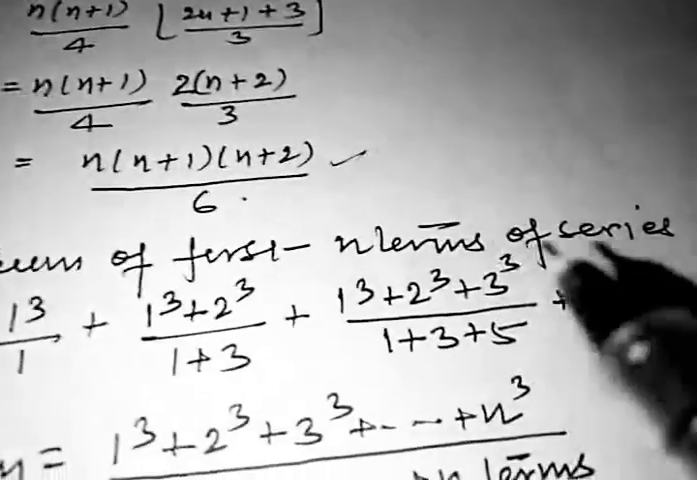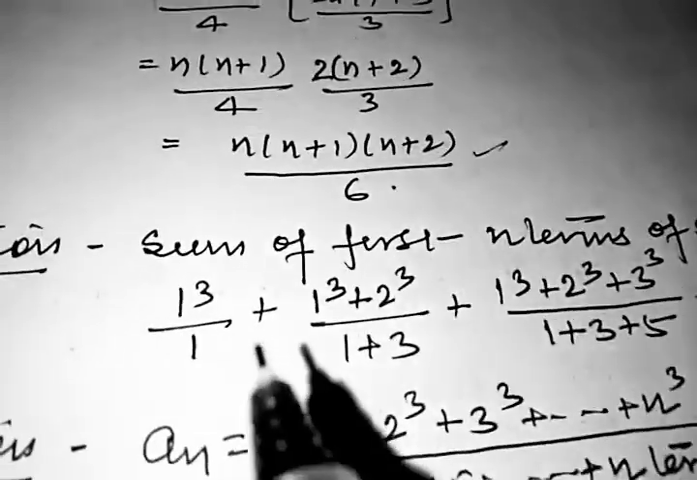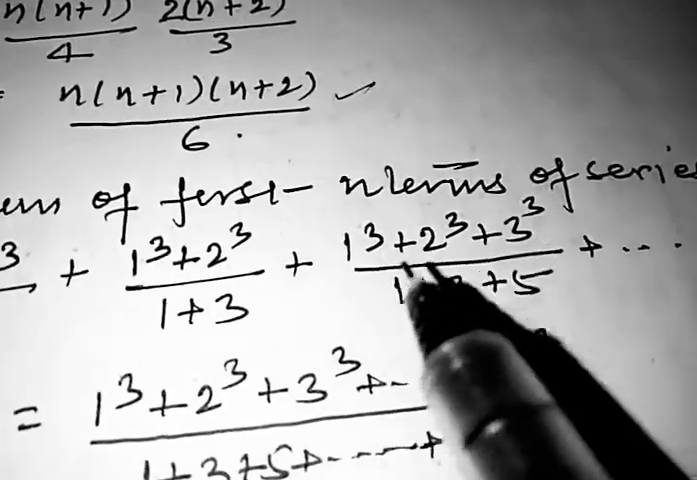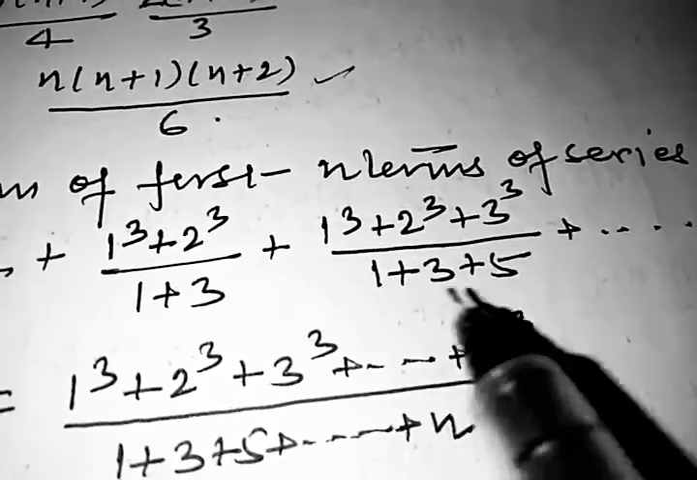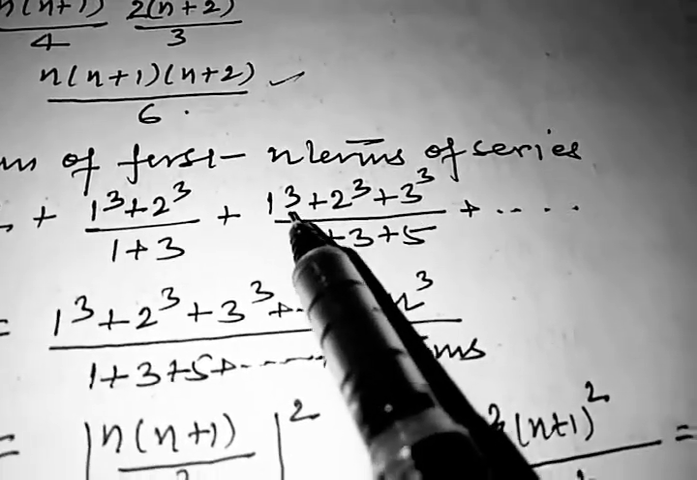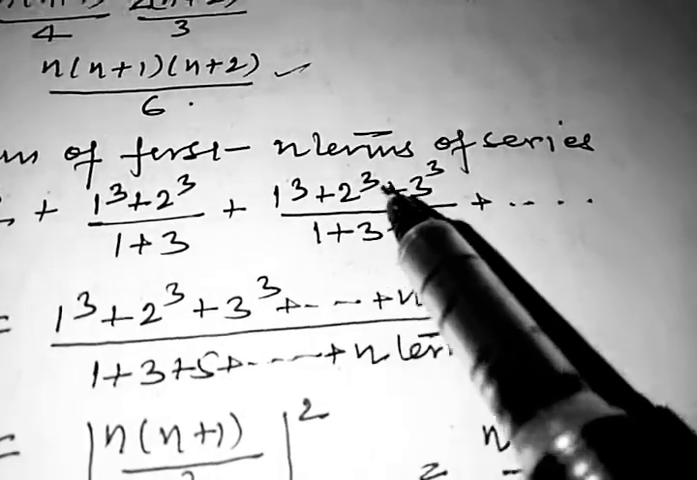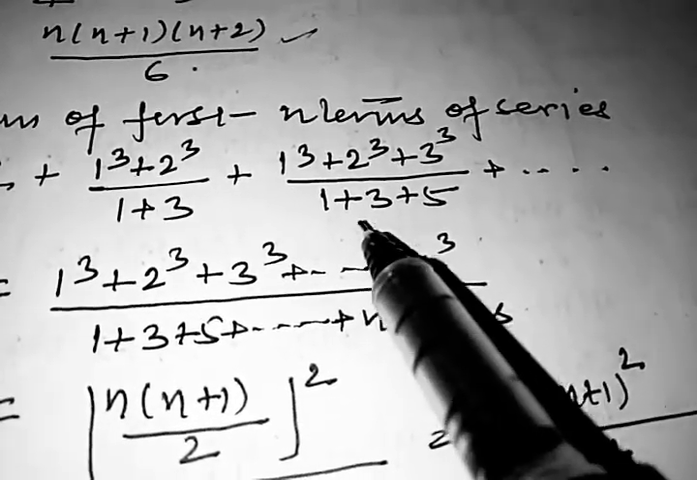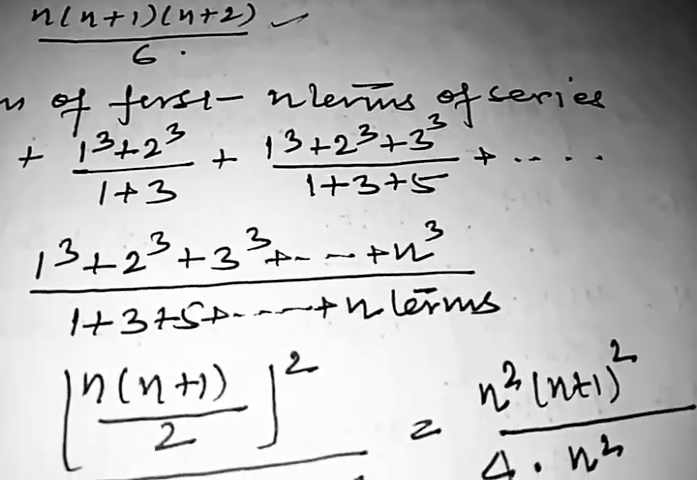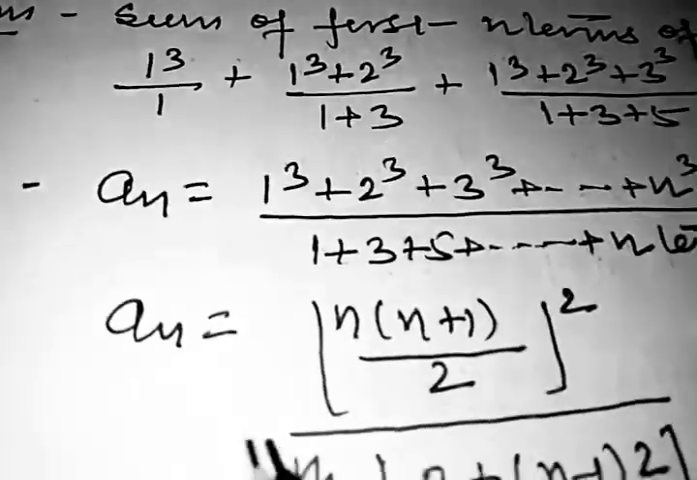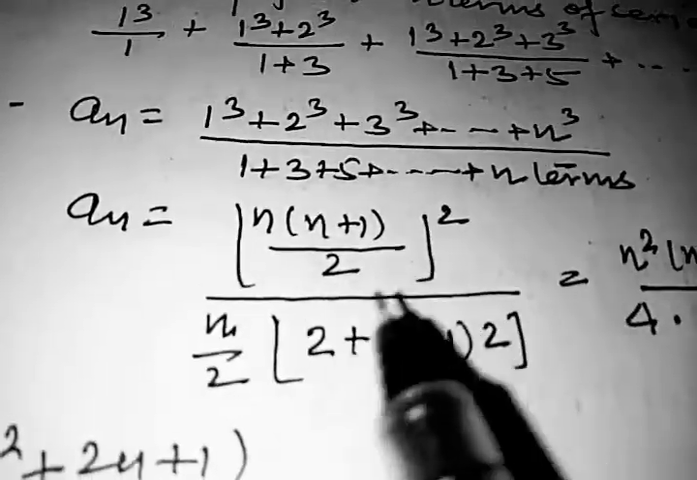Sum of the first n terms of the series: 1 cube upon 1, 1 cube plus 2 cube upon 1 plus 3, 1 cube plus 2 cube plus 3 cube upon 1 plus 3 plus 5. So its nth term will be, children, see, it is moving in order. The numerator will be 1 cube, 2 cube, 3 cube, 4 cube, up till n cube, like this. And the denominator will be 1, 3, 5, 7, 9, like this up till n terms. So this is your An. Now simplify this.